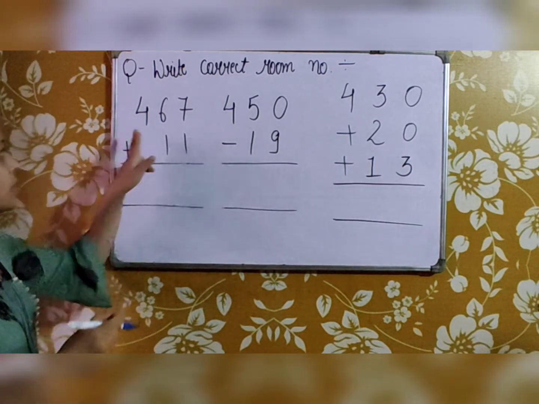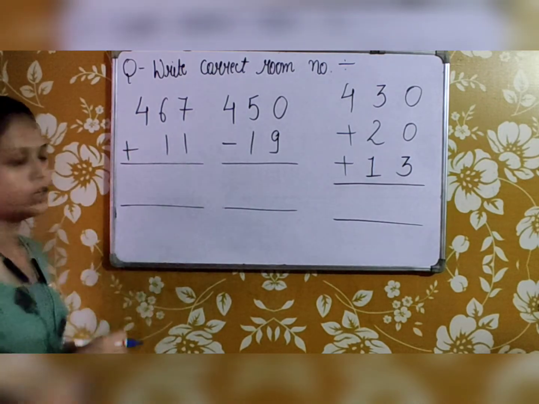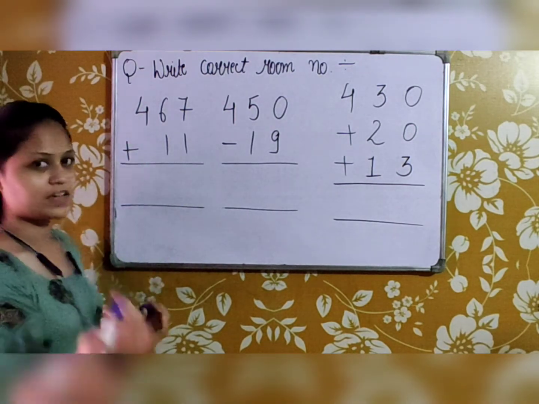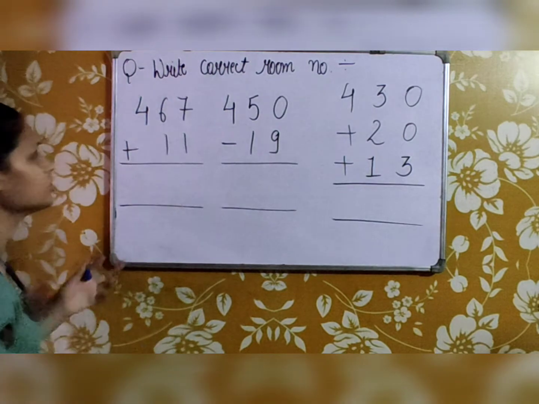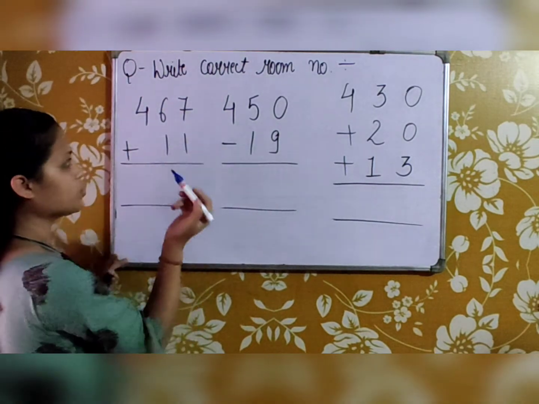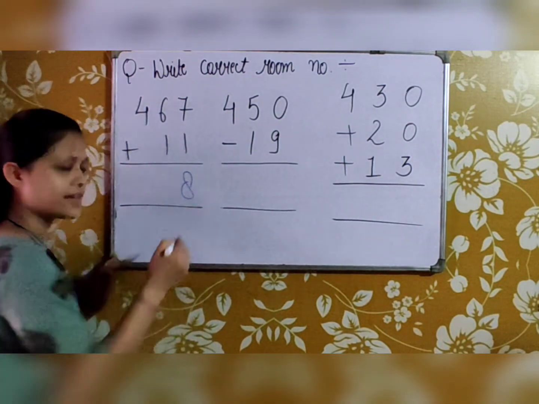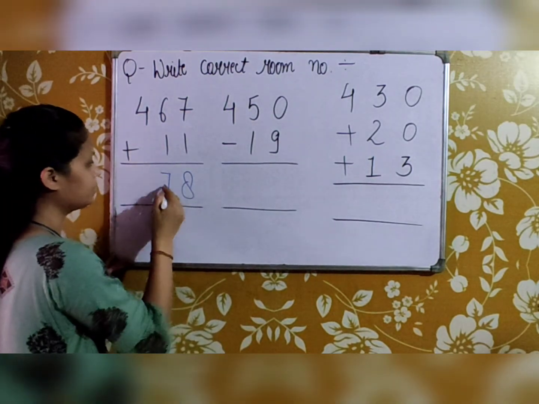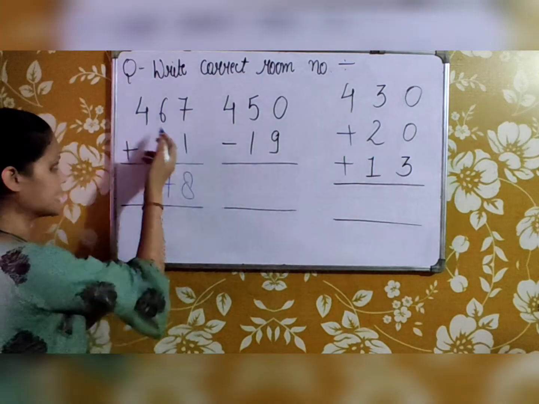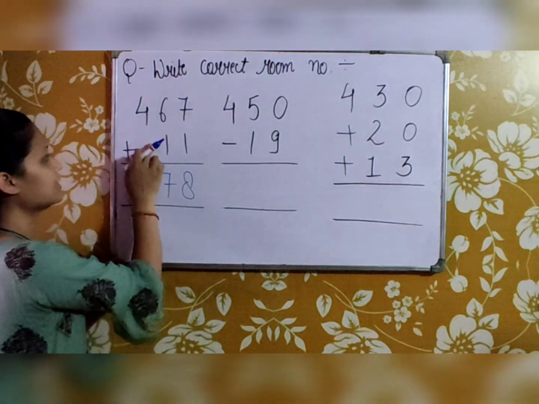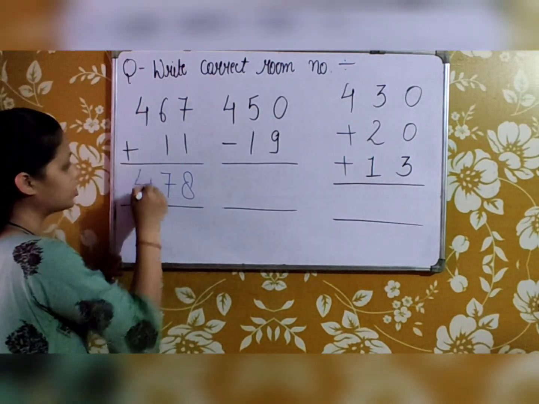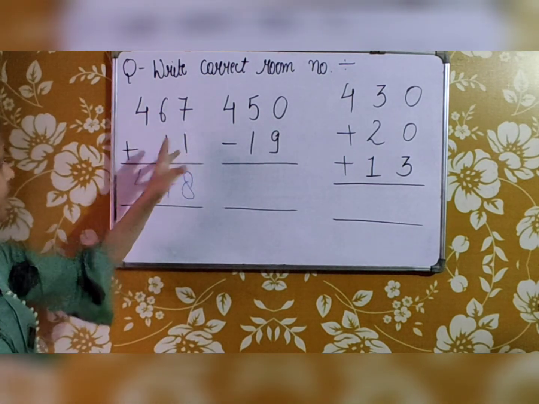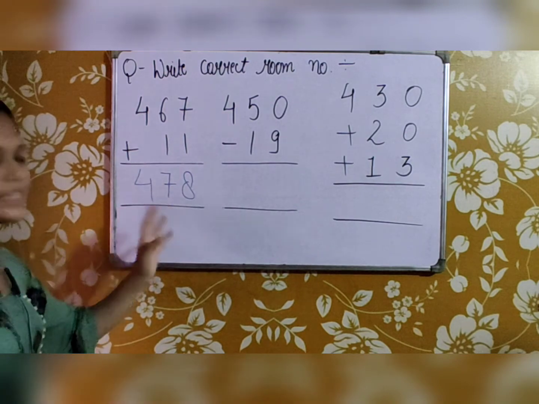So let's first do the first sum. This is 467 plus 11. Addition is very easy; we have learned this in previous chapters also. 7 plus 1 is 8. 6 plus 1 is 7. And this is 4, there is nothing below 4, so 4 will come like this. This will become 478. So 467 plus 11 is 478.